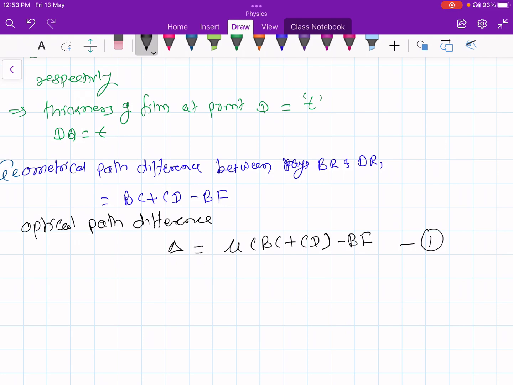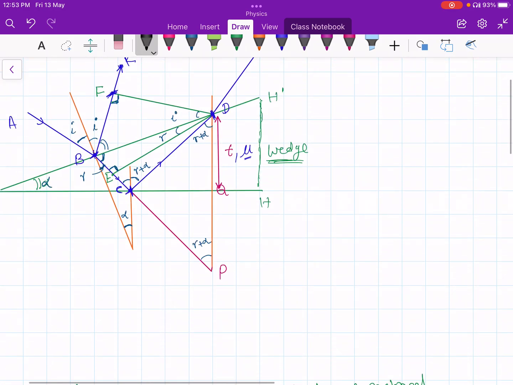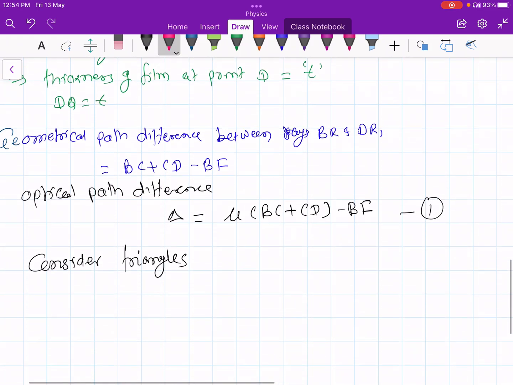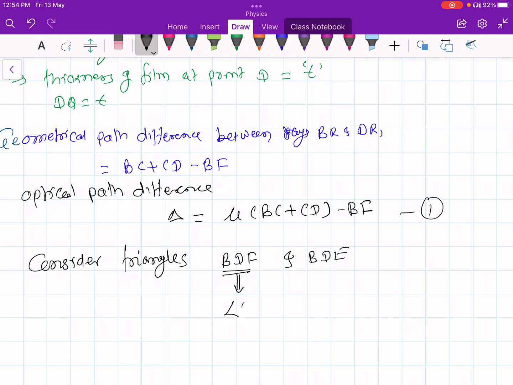Optical path difference. Then we are going to consider triangles. Two triangles we are going to consider here. The first one is BDF, and the second one is BDE. Consider triangles BDF and BDE. In this triangle, angle D is equal to i, and in this triangle, angle D is equal to r.